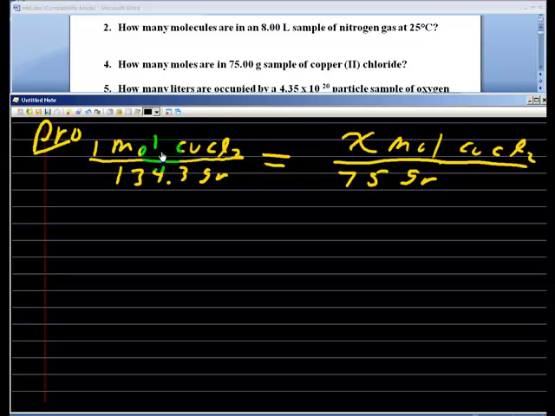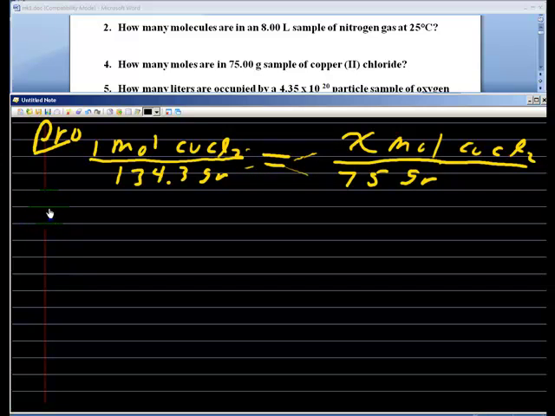So what we're going to need to do, quick note. When you set this up, you have to have moles to moles, grams to grams. You could have written 134.3 grams over 1 mole CuCl2. You notice I can flip that? But then I have to flip that over here also. So make sure you match it up, moles to moles, grams to grams, and it's going to work. Now we're going to cross multiply these two. Let's take a look at the results of that cross multiplication.